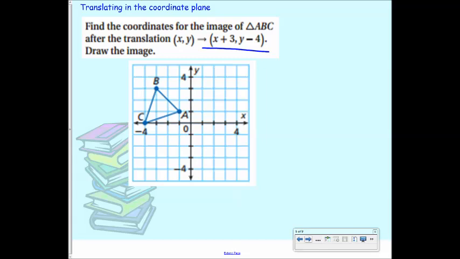So here's my pre-image in blue, so I'm going to do my new image in red, and when I do that, I take A, B, and C, and I add 3. So what's the coordinate of A right now? -1, 1. What's the coordinate of B?